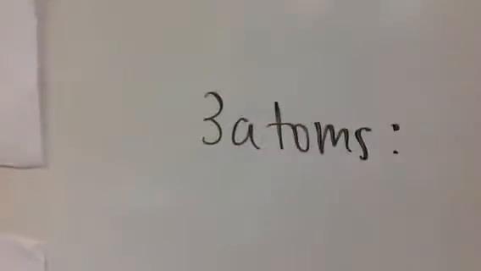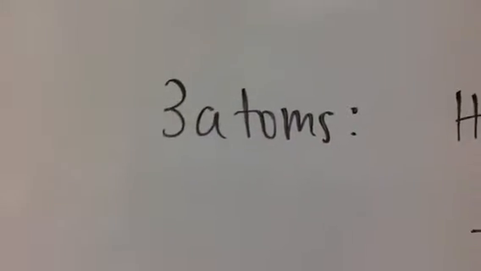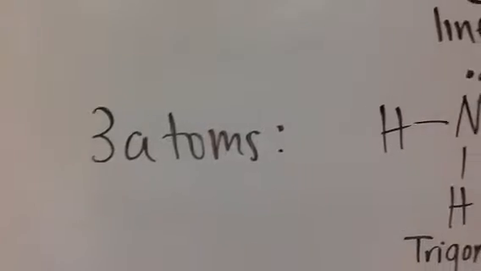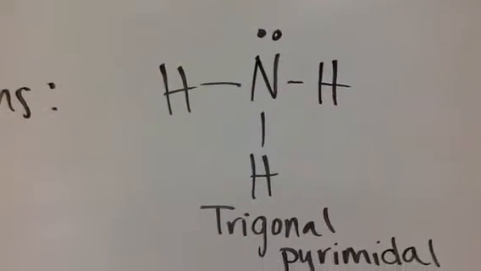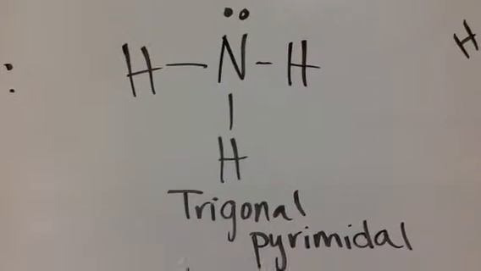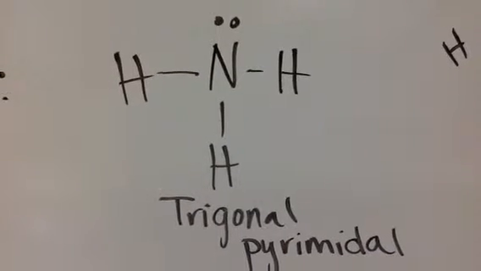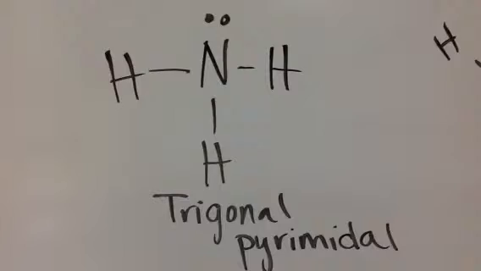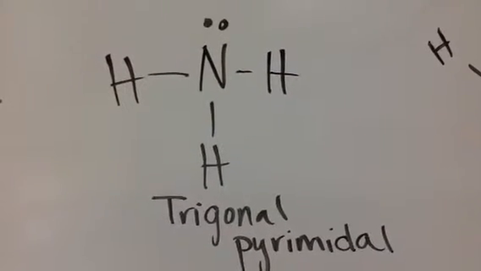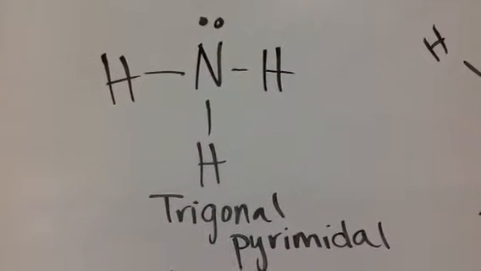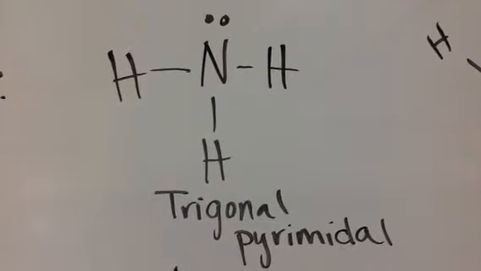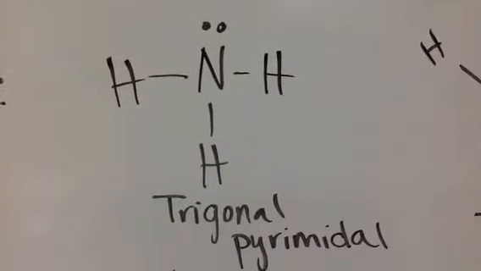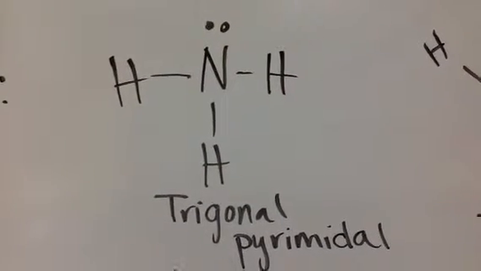Next is if you have 3 atoms coming off of the central atom. Ammonia is NH3. If you look, I have 1, 2, 3 hydrogens coming off nitrogen. Nitrogen is the central atom. Nitrogen also has a lone pair of electrons. In a situation where an atom has 3 atoms coming off of it and 1 lone pair, it will take the shape of trigonal planar.